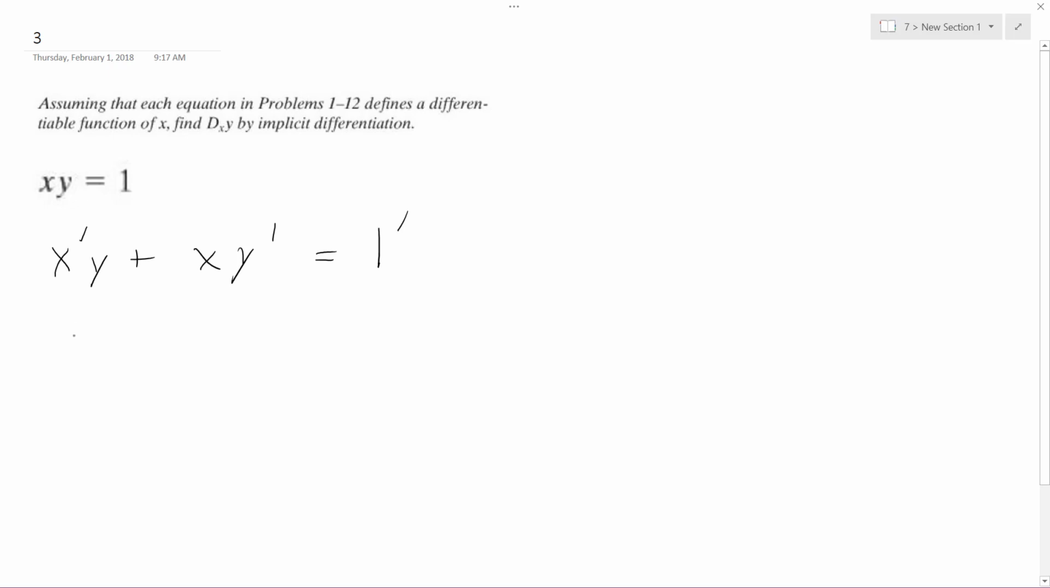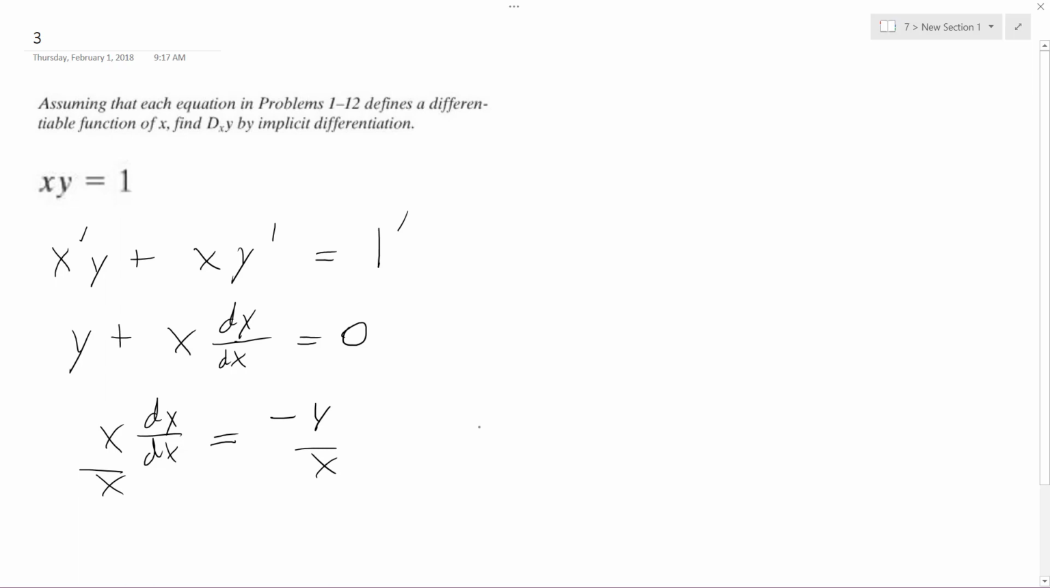All right, so we get y plus x dy/dx is equal to 0. So I'm going to have dy/dx, I'm going to move y to the right side, so I get negative y, and then divide by x. And my final solution is going to be dy/dx is equal to negative y over x.